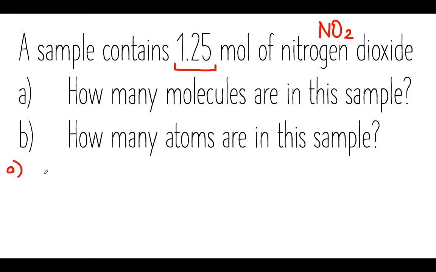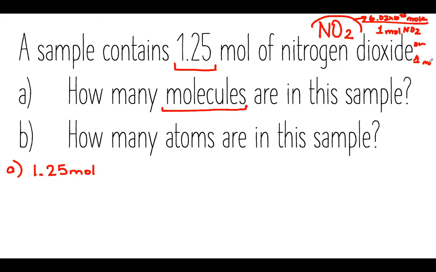So for part A, I'm going to write down whatever number I'm given in the question. That's always really good practice while using dimensional analysis: write down the number that you are provided in the question and recognize what unit you want to end up with. So how many molecules are in this sample? NO2 is a molecular compound, so I'm either going to have 6.02 times 10 to the power of 23 molecules over 1 mole of NO2, or the other way around: 1 mole of NO2 divided by 6.02 times 10 to the power of 23 molecules.